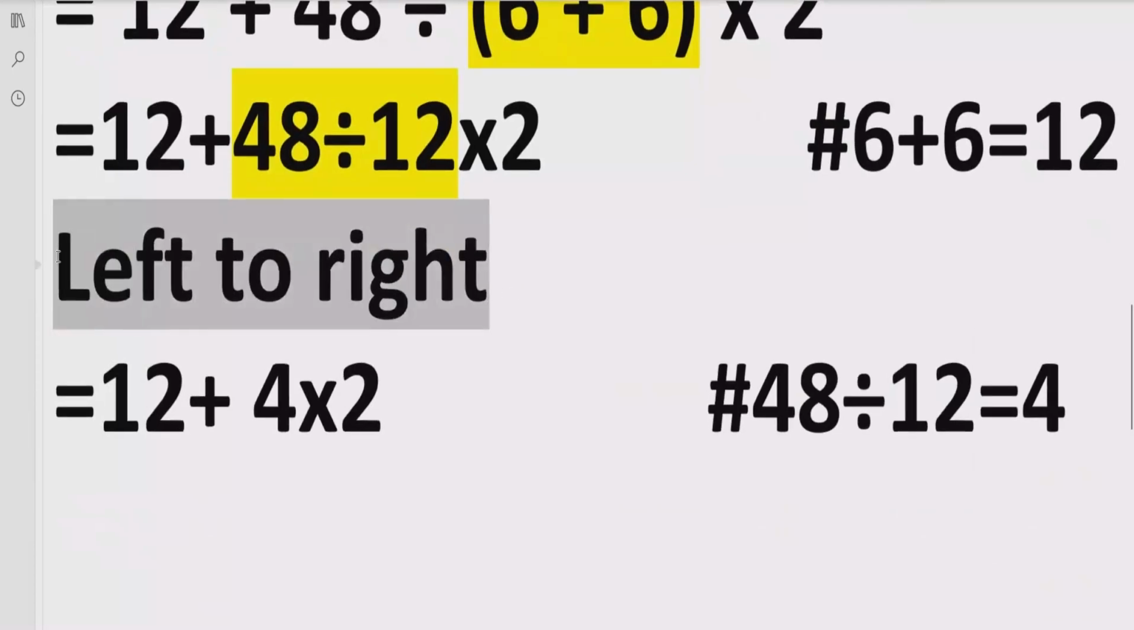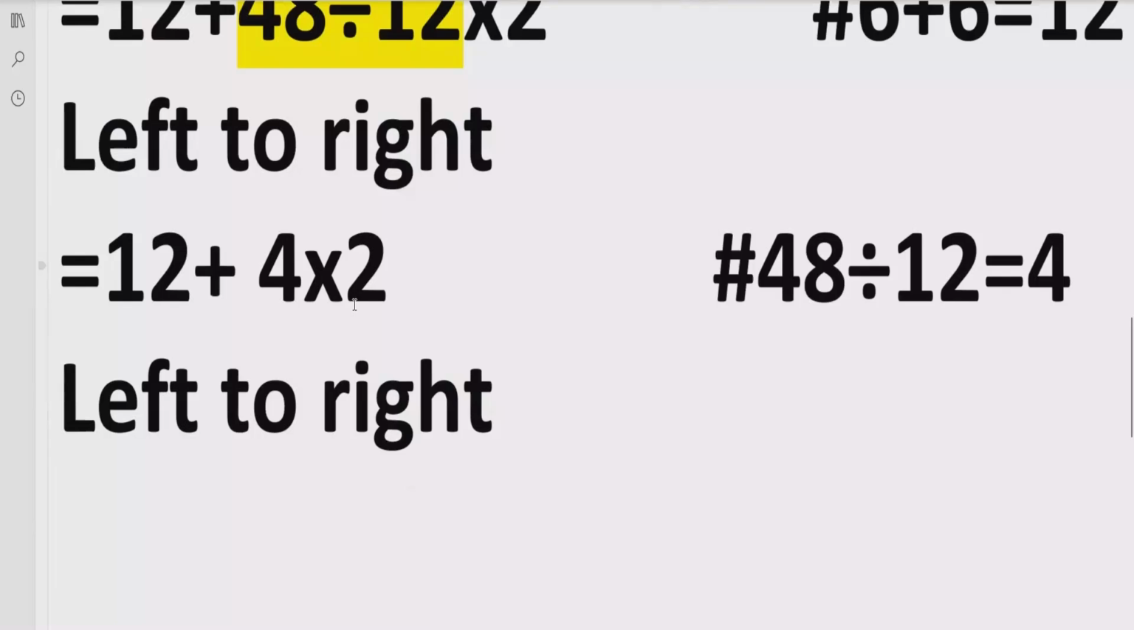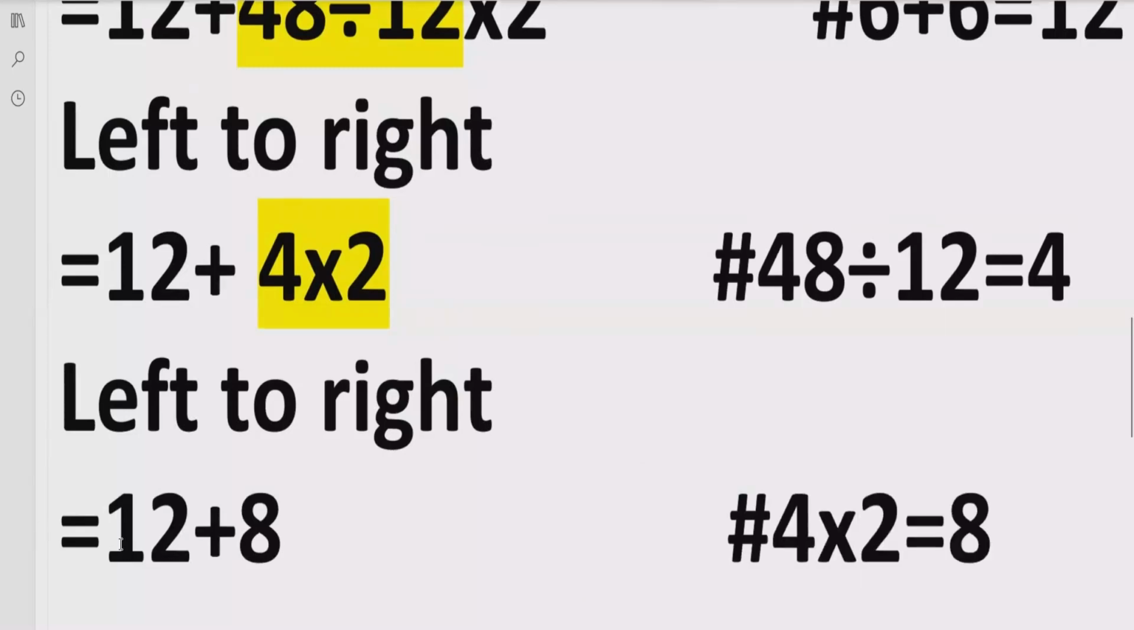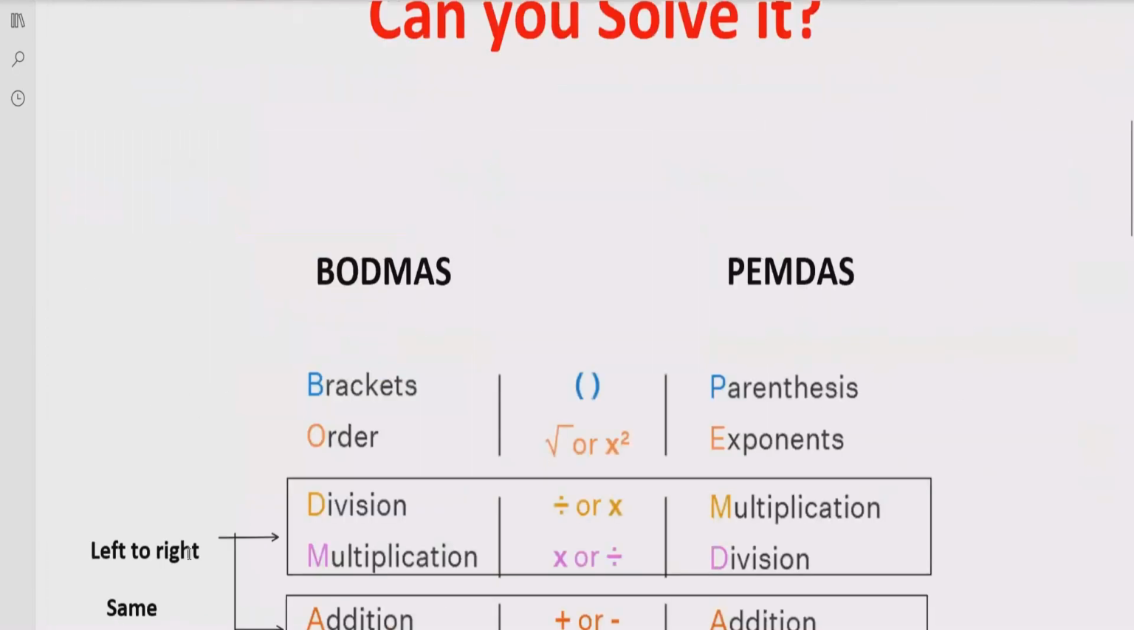Now again we have to go left to right in this expression and find multiplication and division until we have solved all multiplication and division. So now we have 4 multiplied by 2. So here we will write 12 plus 4 multiplied by 2 is 8. And here we give the reference: 4 multiplied by 2 equals 8. And here we have two terms which are added to each other. So we will add both of them and get the answer 20. So the answer of the given expression is 20.